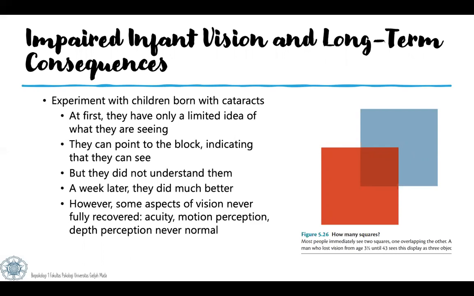A week later, without any special training, they did much better on these tasks. Within weeks, they could start recognizing faces. With much practice, they also began to develop hand-eye coordination. They could eventually see well enough to ride a bicycle, but it took about a year and a half. However, some aspects of vision never fully recovered in these children born with cataracts. For example, their acuity, or their ability to see detail, remained poor, and their motion perception and depth perception also never reached normal levels.